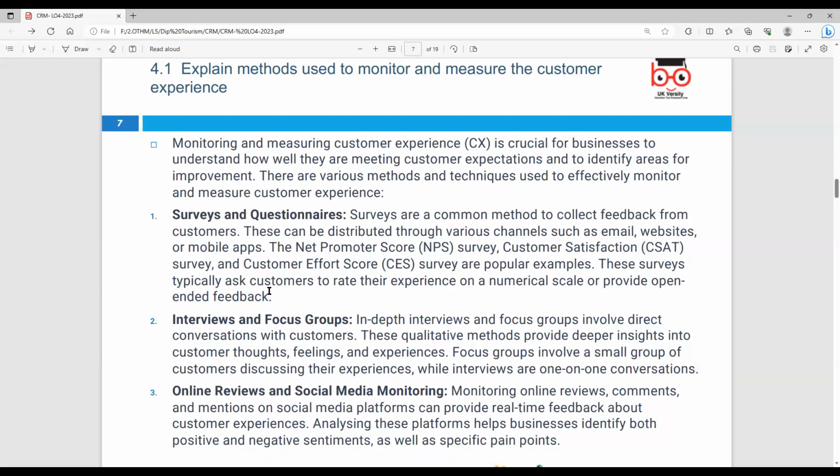Then they will say, okay, fill this form, whether you feel satisfied or you don't feel satisfied. What's your reaction? What's your feeling about our procedures and customer services? Was it good? Was it bad? Something like this. Yeah. So these are the methods we are talking about. Methods used to monitor, check and measure customer experience.